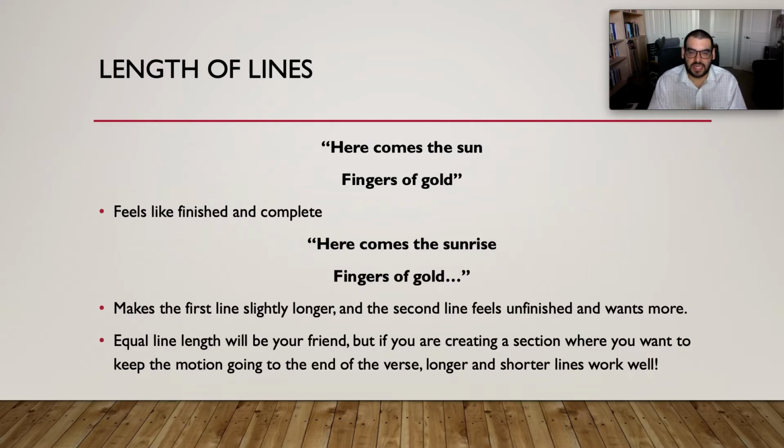Here's a couple more examples. Here comes the sun. Fingers of gold. Pretty complete, pretty finished. Let's look at syllables. Here comes the sun, 4. Fingers of gold, 4. Boom. Complete, stable, nothing moving forward. How about this example? Here comes the sunrise. Fingers of gold.